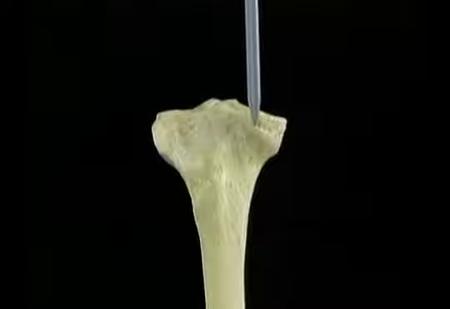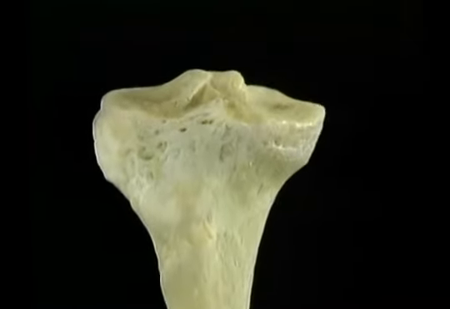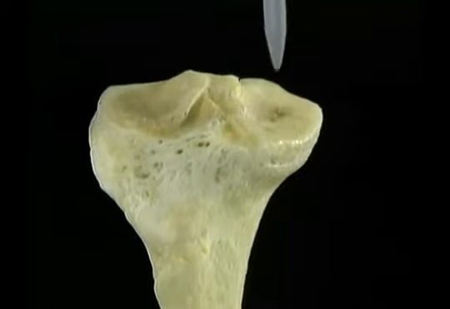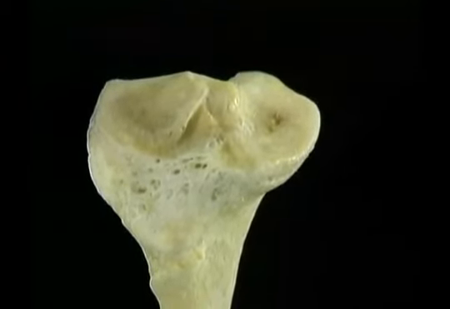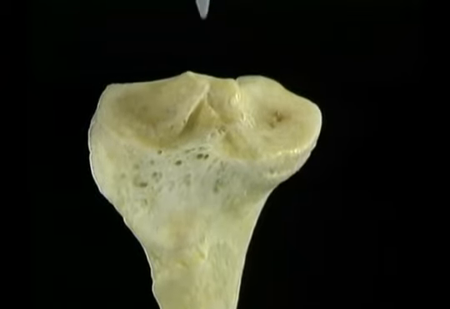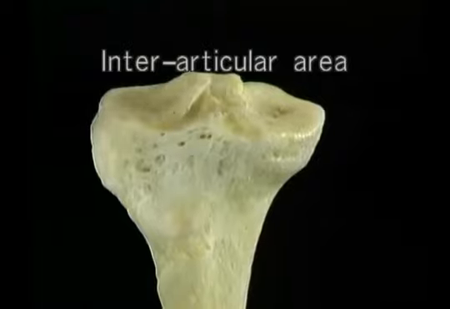This is the medial condyle. This is the lateral condyle. On top of the two condyles are two quite separate articular surfaces. They're much flatter than those on the femur. The rugged expanse between the articular surfaces is the interarticular area.